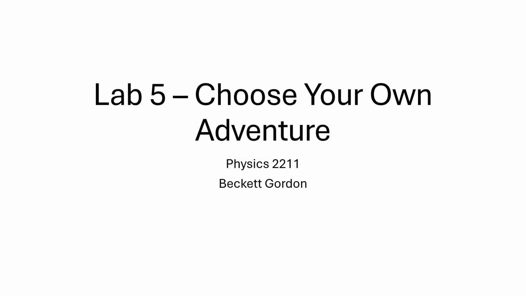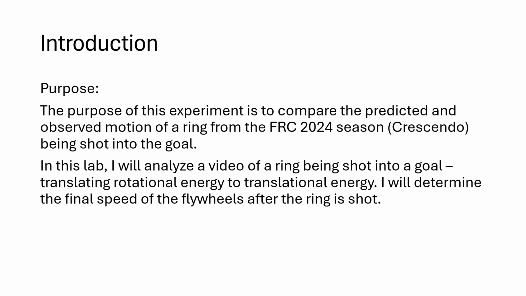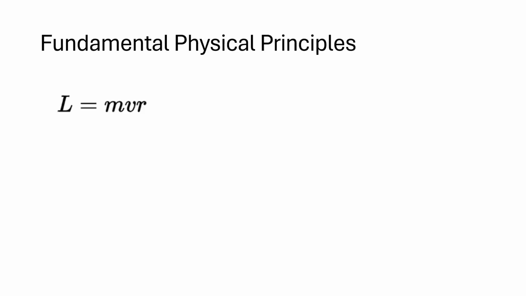This is Lab 5, Choose Your Own Adventure for Physics 22. The purpose of this experiment is to compare the predicted and observed motion of a ring from the FRC 2024 season, Crescendo, being shot into the goal. In this lab, I will analyze a video of a ring being shot into a goal, translating rotational energy to translational energy. I will determine the final speed of the flywheels after the ring is shot.